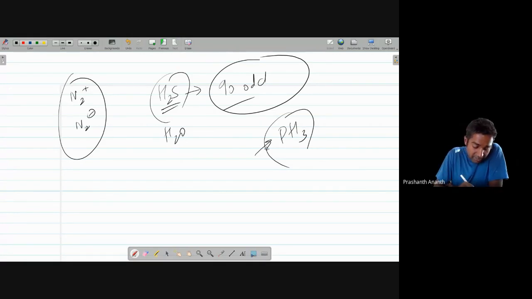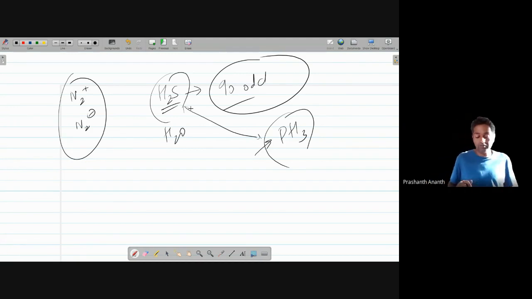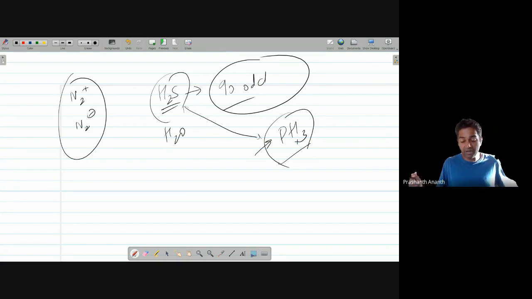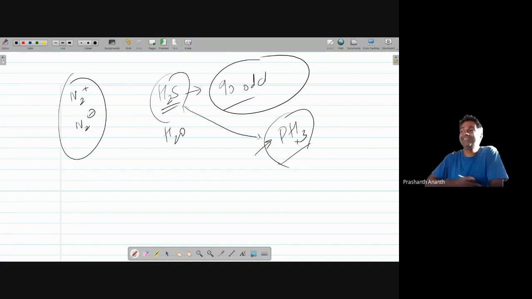If I ask you to compare these two, PH3 would have more. And why? Is it having hybridization? No, it does not have hybridization. Then how do you compare these two?